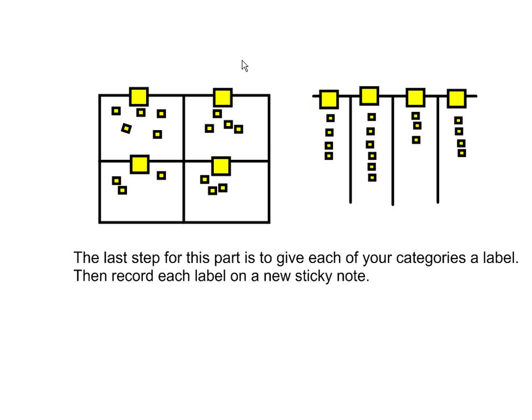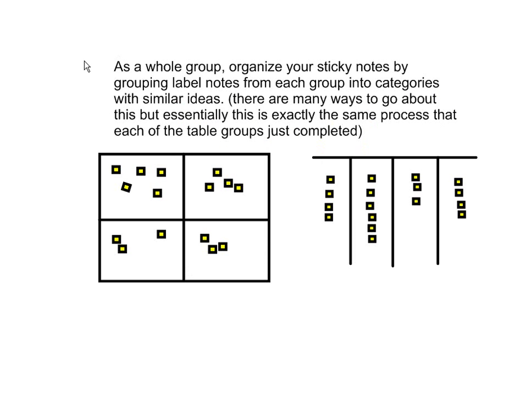So the last step is to take each of the labels and really do kind of the same process each table group went through. You may have the first table share one of their categories, have other tables add to that. This could be done on the big piece of paper or the whiteboard at the front of the room, however it works out. Once the whole group has done it, you may find that there are more categories than you would like, or you may find that you have exactly the right number of categories. But once the whole group has done it, you've really narrowed down.